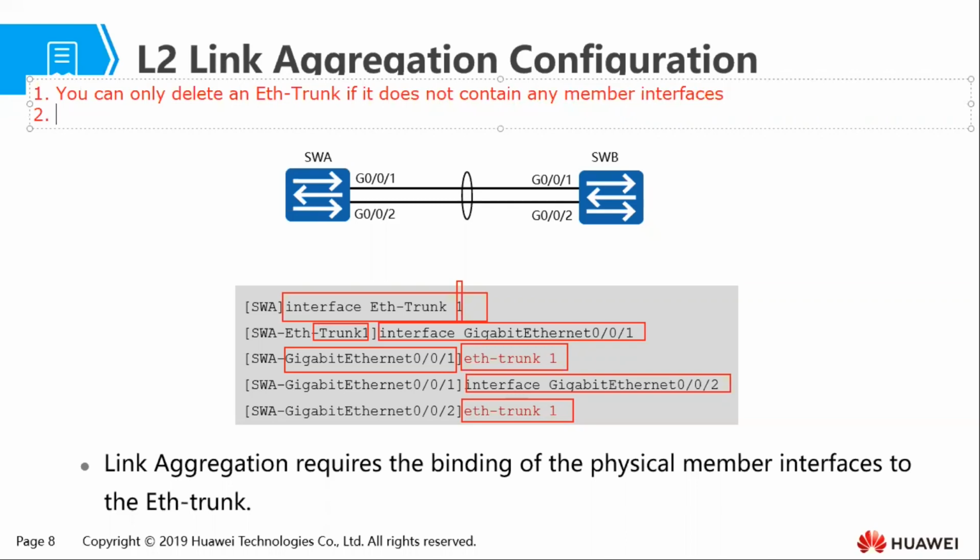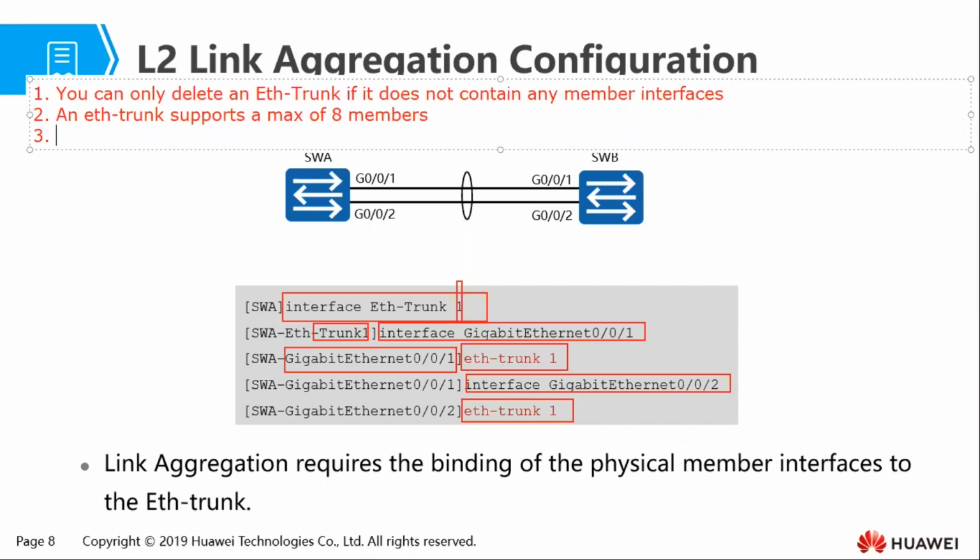So you must understand that. The other thing you must understand is that an Ethernet trunk, an ETH trunk supports a maximum of 8 members. So an Ethernet trunk might not have more than 8 physical interfaces.